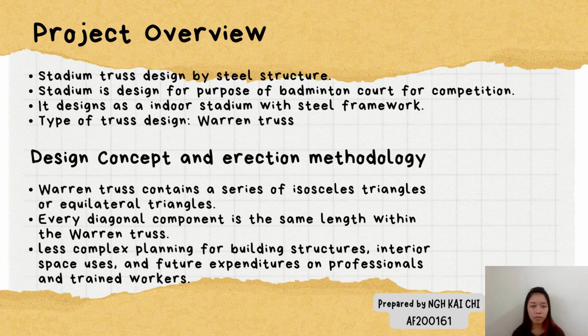Design concept and erection methodology: the Warren truss contains a series of isosceles or equilateral triangles, and every diagonal component is the same length within the Warren truss. It means less complex planning for building structure, interior space use, and future expenditure on professional and trained workers.